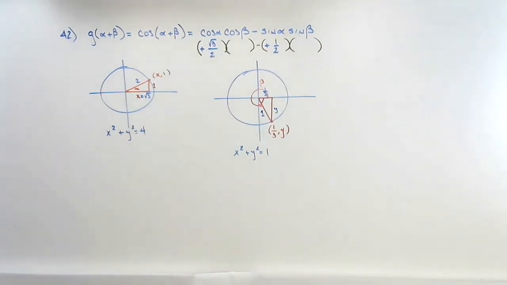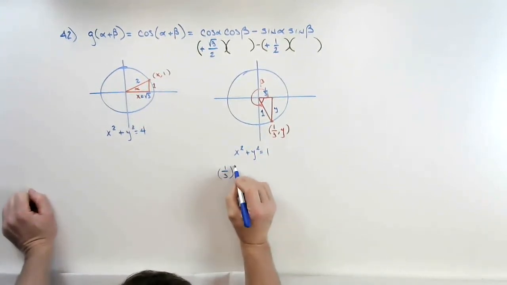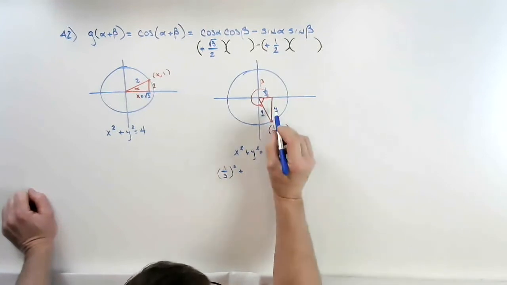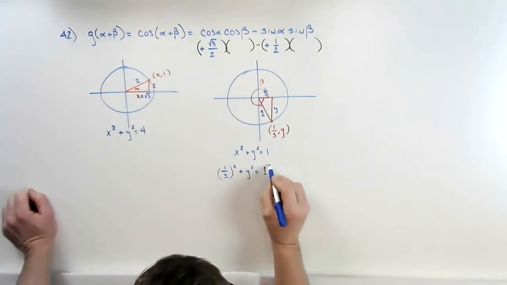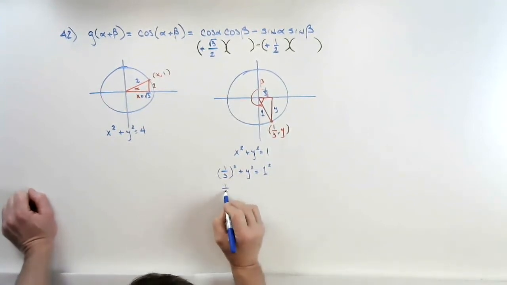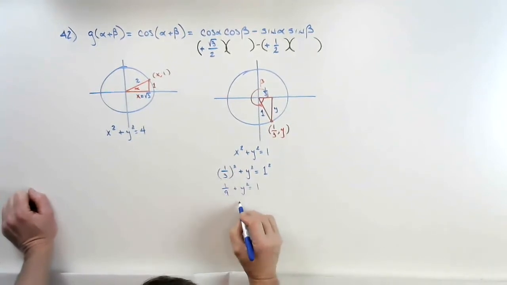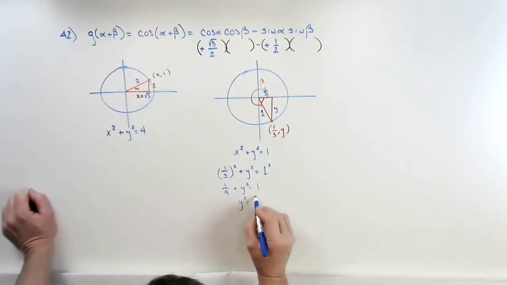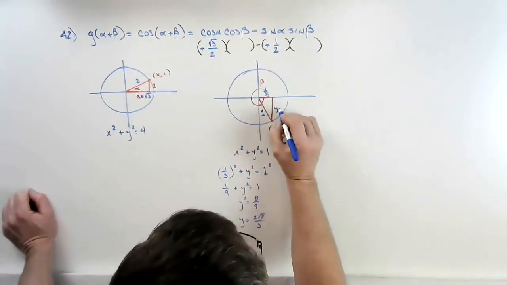Now we're going to have to use the Pythagorean theorem to find the other side. 1/3 squared plus y squared equals 1 squared. 1/9 plus y squared equals 1. Y squared equals 8/9, or y equals 2√2 divided by 3.